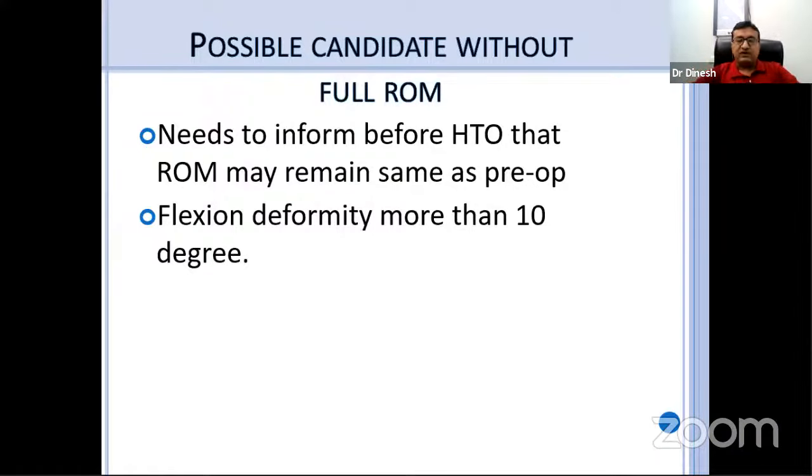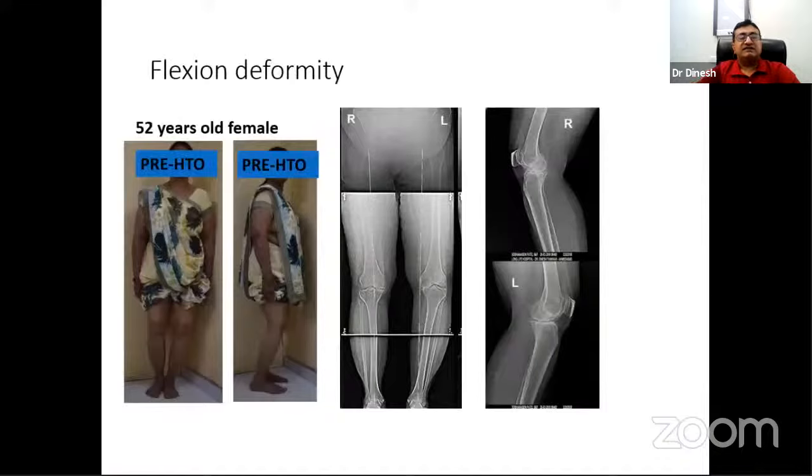If the patient is ready to accept that range of motion is not important for them, and if they get relief of pain, then we can always proceed with high tibial osteotomy. And if flexion deformity is more than 10 degrees, Dr. Rastogi has already said up to 20 degrees they can correct by open wedge. It is not an ideal candidate, but should be a possible candidate. Here we can see that this patient has more than 20 degrees flexion deformity.